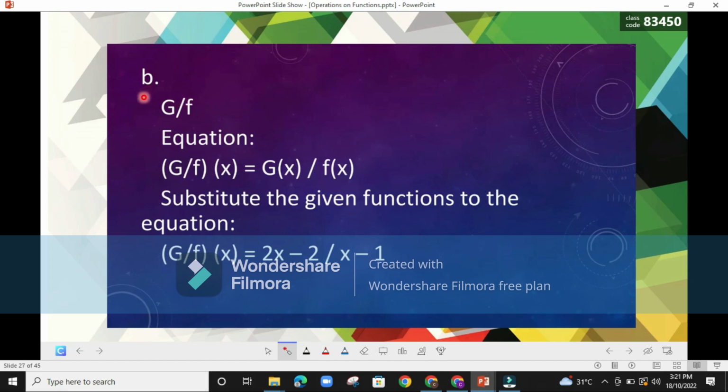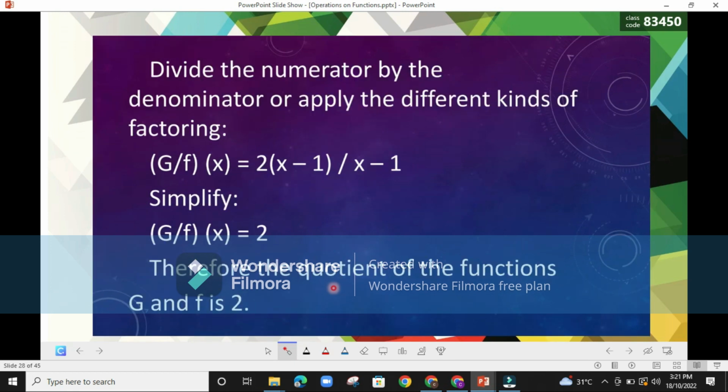Letter B. Function g divided by function f. Equation: g over f of x is equal to g of x divided by f of x. Substitute the given functions to the equation. We have g over f of x is equal to 2x minus 2 over x minus 1. Divide the numerator by the denominator or apply the different kinds of factoring. So you need to simplify your final answer. If it can still be simplified, you have to simplify. So you have to factor this out.